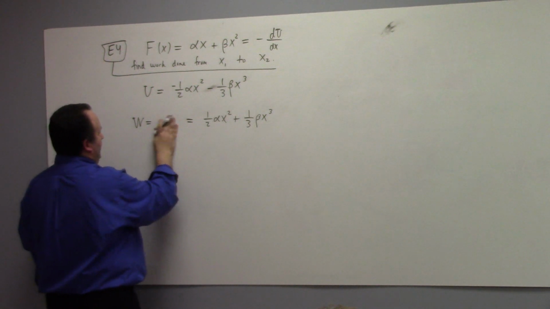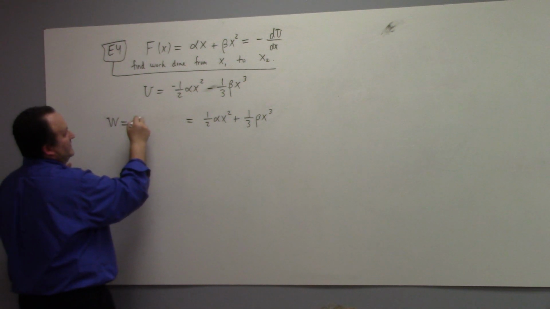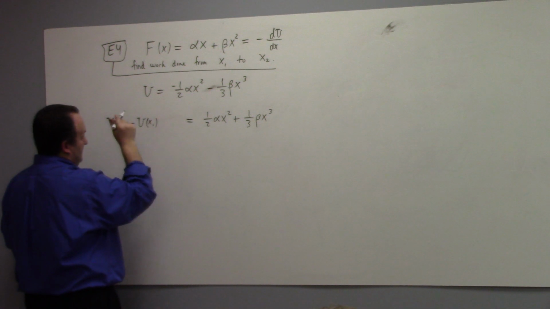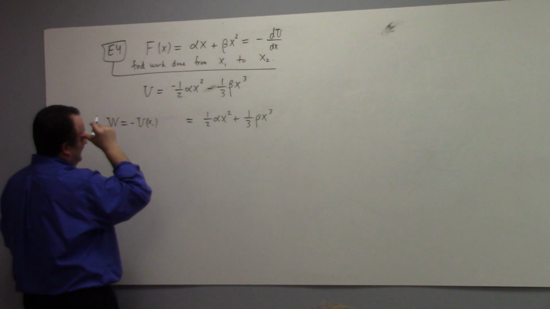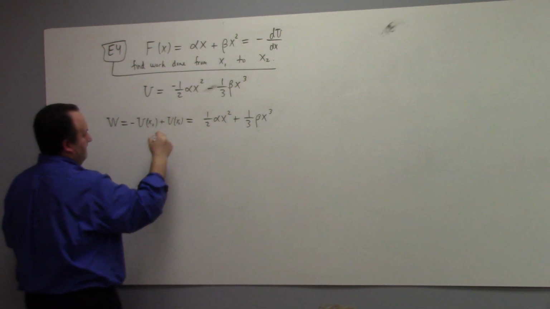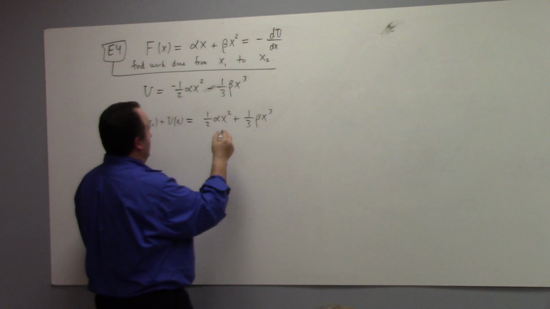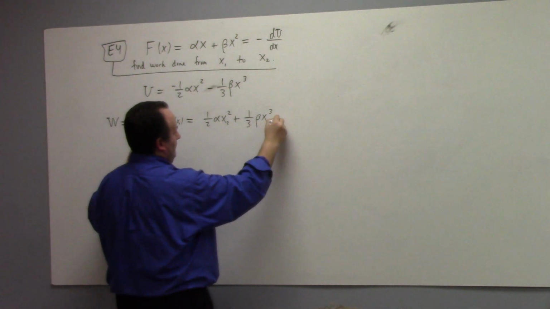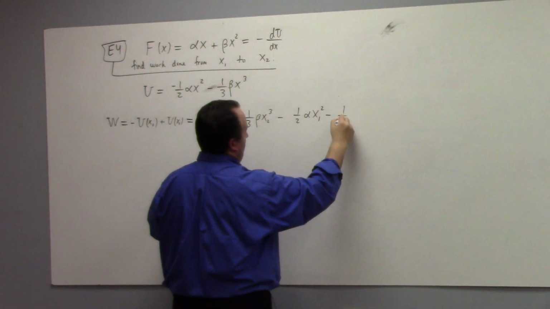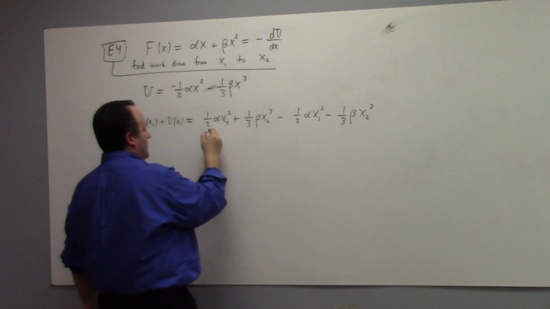My bad, I need to expand on that. I regret erasing that. So it's minus U of x1, minus U of x2, rather, plus U of x1. So that's this. So there you go. That would be the work done.